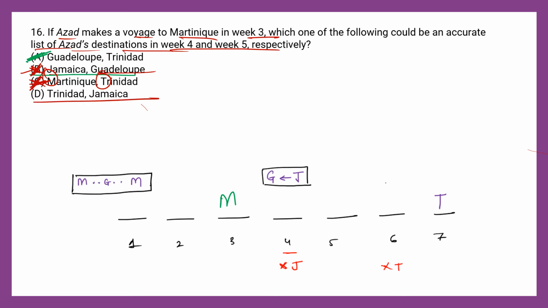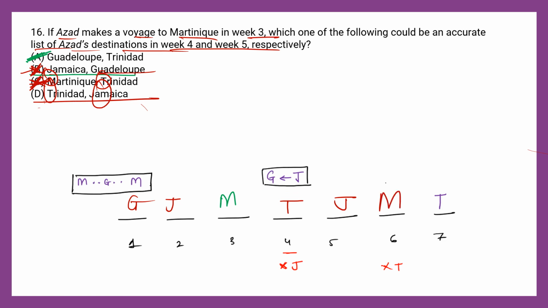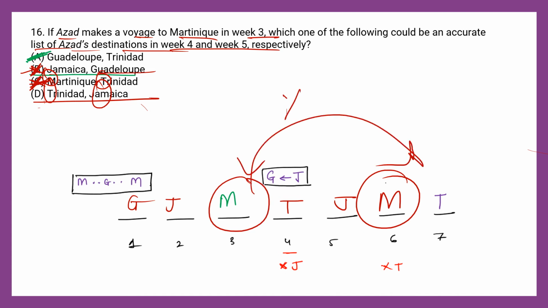Look at D. It says T and J. Let me put T and J in here. Now, where do you put this J and G combination? Can you put that here? No, you can't. Can you put it here? Well, let's put it. Now, do you see the problem? When you put the J and the G here, you have to put the second M here. But as you can see, between these two M's there is no G, and you need a G between the M's. So this is also not the answer. So the answer to this question is A.